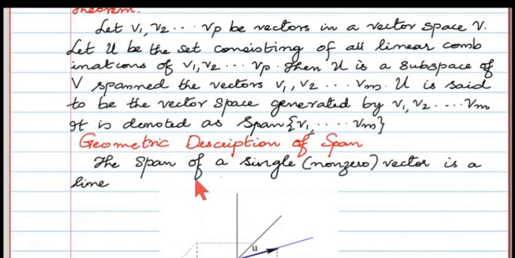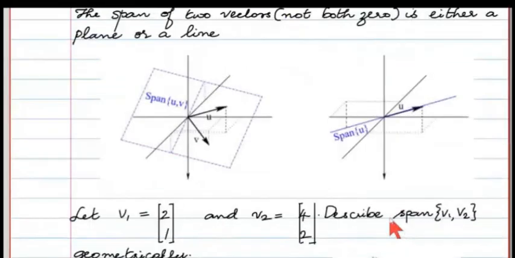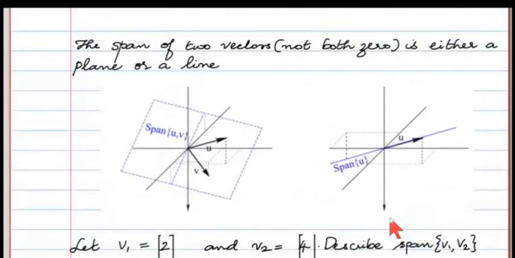Next topic: description of span. The span of a single vector is a line. So look at this one. U is a vector, so span of U means this line itself. 2U means we will get a vector like this, on the same line. The span of two nonzero vectors is either a plane or a line. Sometimes we will get a line like this, or sometimes we will get a plane like this. So this blue colored plane is the span of the vectors.